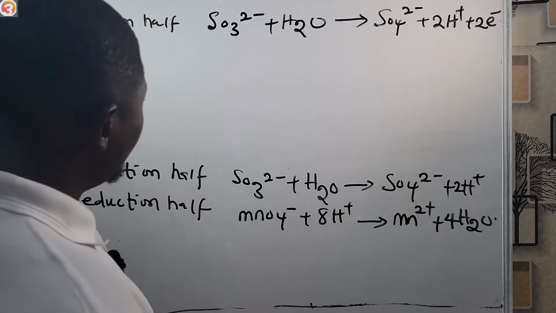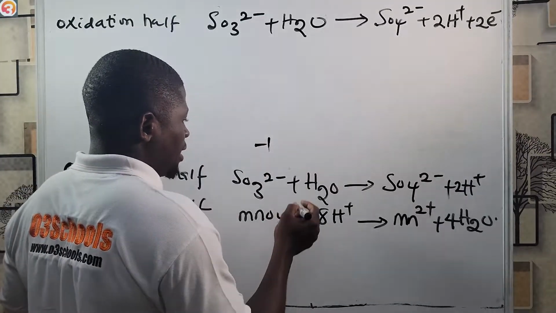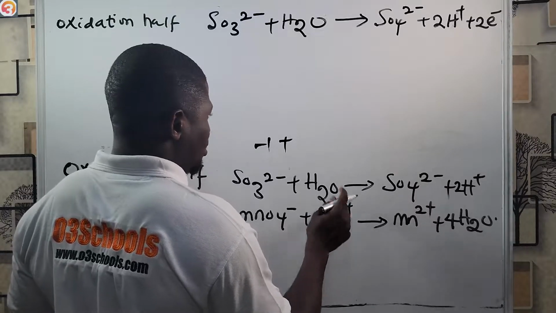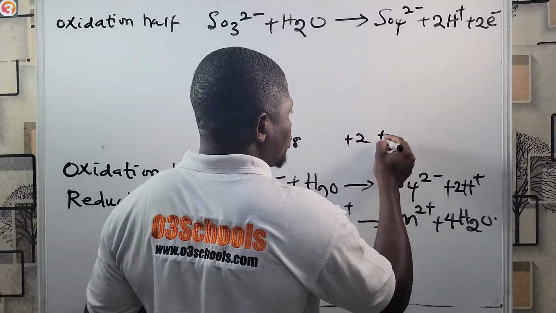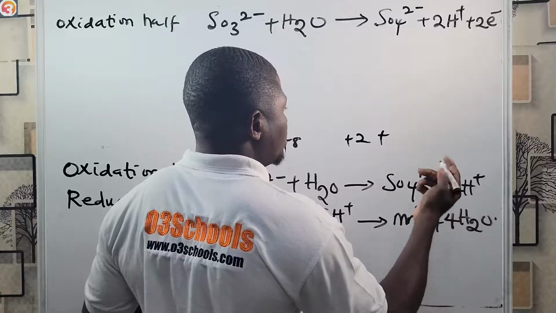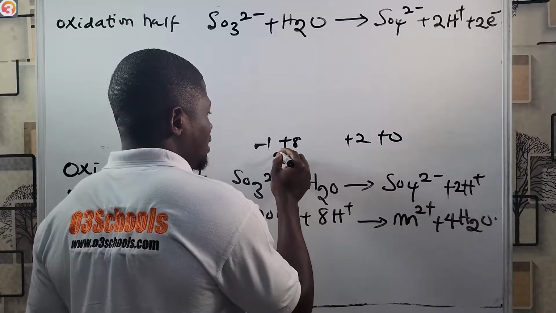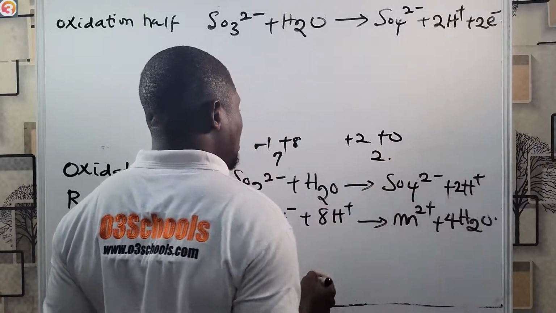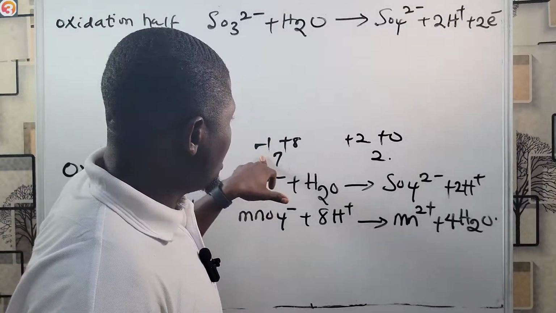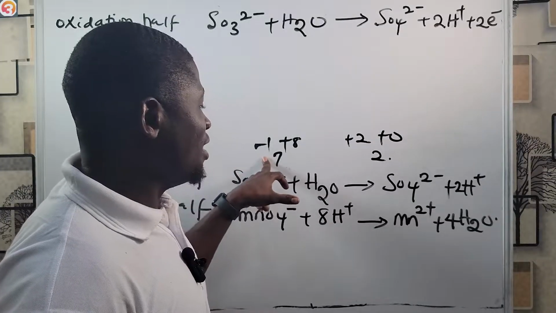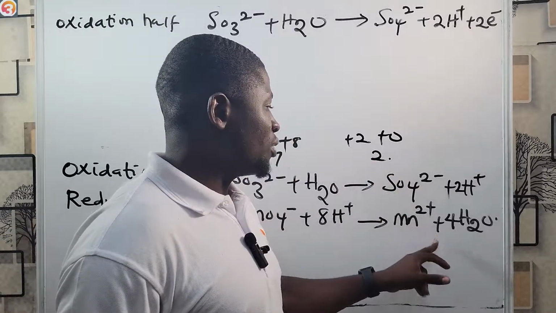Okay, now for the reduction half, let's calculate the charges. We have -1 on MnO4, then plus 8 times +1, which is +8. Now for the right hand side, we have 2+, then plus 4H2O. What is the charge on H2O? It is 0, because it's a neutral compound. So now -1 plus 8 is 7, plus 2 plus 0 is 2. So the total charge on the left hand side of the reduction half is +7. The total charge on the right hand side is 2.